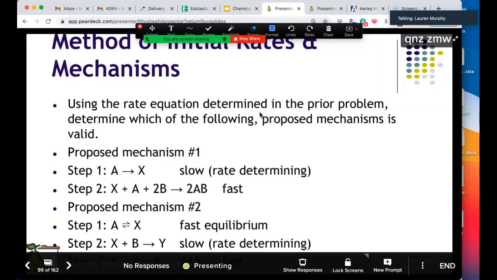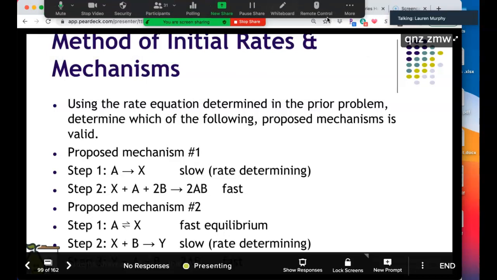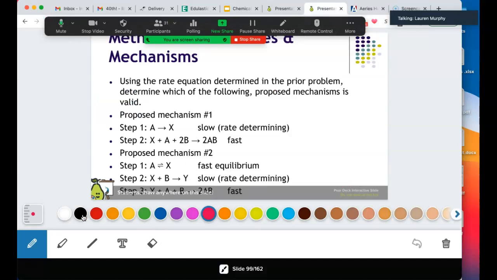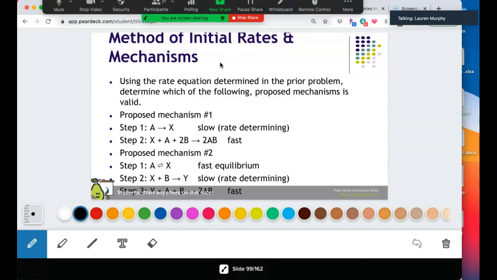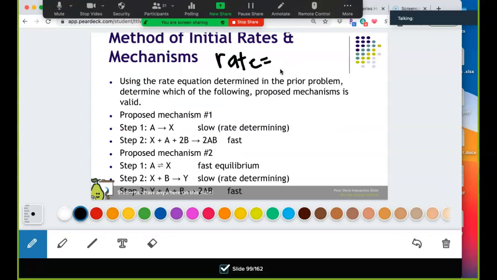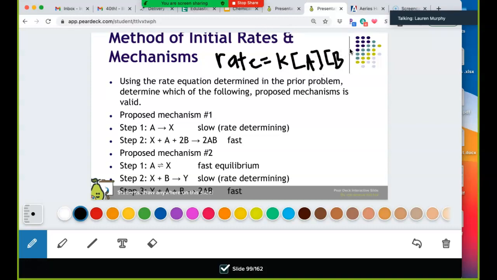All right, so let's talk about this now. We have been given a mechanism. So let's rewrite the rate law. I'm going to rewrite it real quick. From the last problem, the rate law was rate equals K, and A was first order, and B was first order. And we said, okay, this is my rate law.